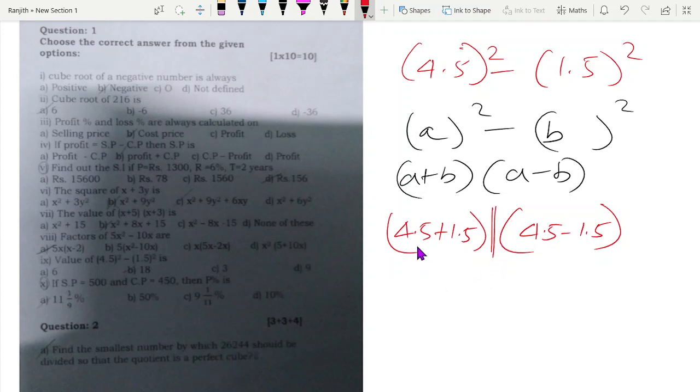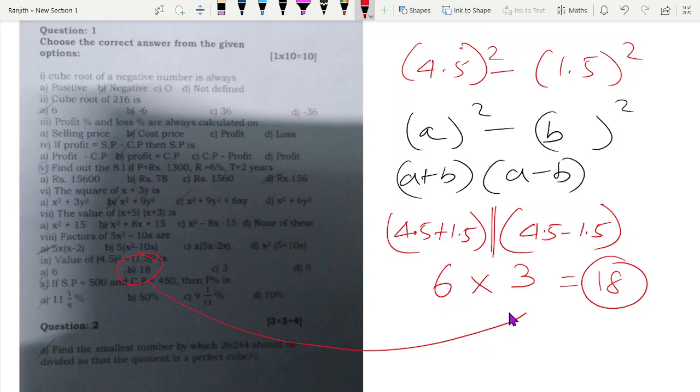What's the answer for this? 4.5 plus 1.5. So in the first bracket we get 6 and in the second bracket we get 3. So what's the answer? 18. Which option? Option B. So you can't expect simple questions. Look what they have given. For just one MCQ question, you have to use a square minus b square. And this is how we have to identify.